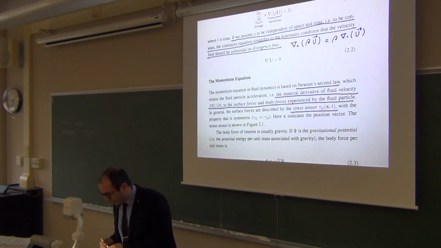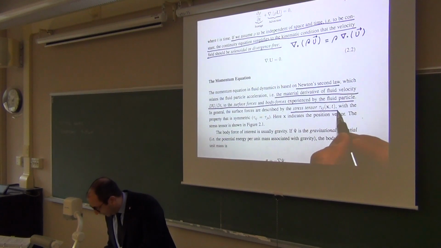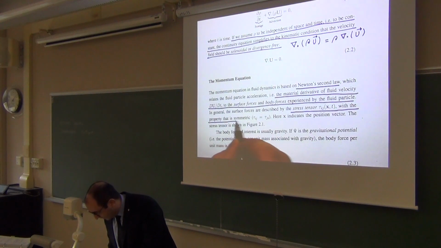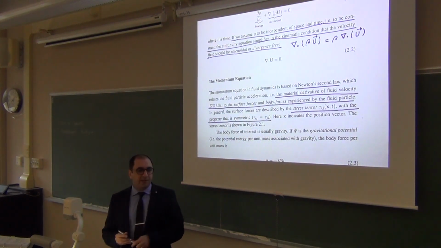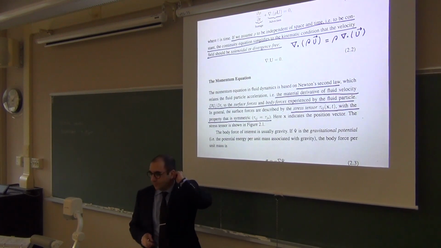I'll explain briefly. Tensors are symmetric, at least for our purposes, which means that whatever the tensor is, tau ij is the same as tau ji. So tensors are symmetric.